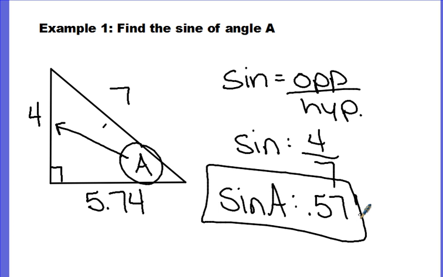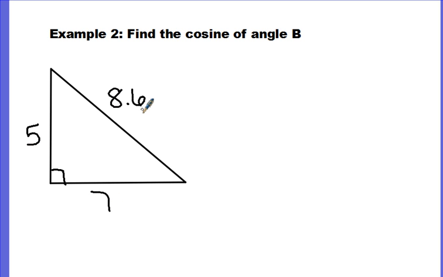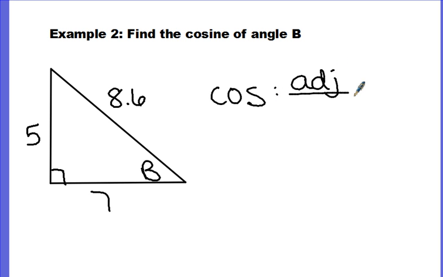Let's look at another example. Example number 2. We're going to find the cosine of angle B. Again, we're dealing with a right triangle. The bottom is 7, the side is 5. The hypotenuse is 8.6, and angle B is in the bottom right-hand corner. We're finding the cosine of angle B. Now, if we recall, cosine is adjacent over hypotenuse. So the adjacent side over the hypotenuse.